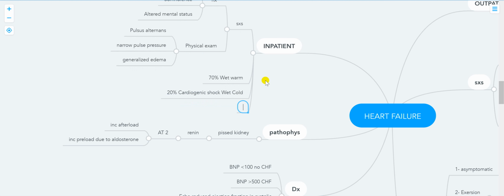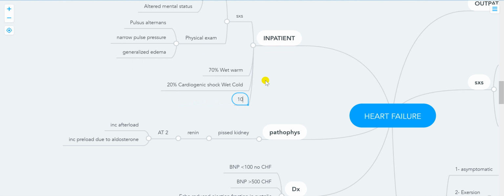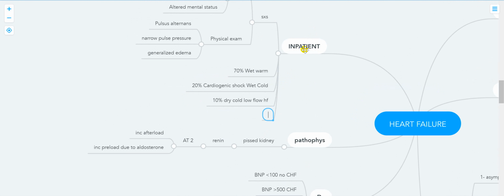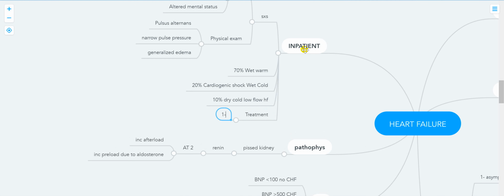And we have another one, which is 10% of heart failure, which is dry and cold, which means there is not much preload and there is no systemic vascular resistance. It's called low flow heart failure. So let's focus on the first two because these are the most common. So what are the steps of management of an inpatient? Treatment, what is it going to be? Number one, we're going to start with what?